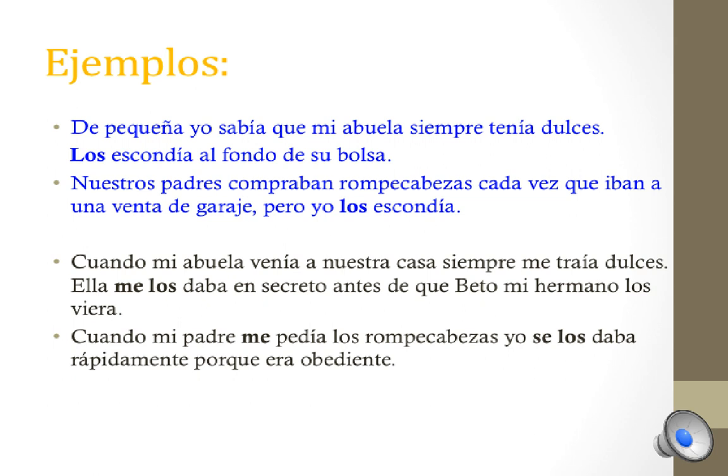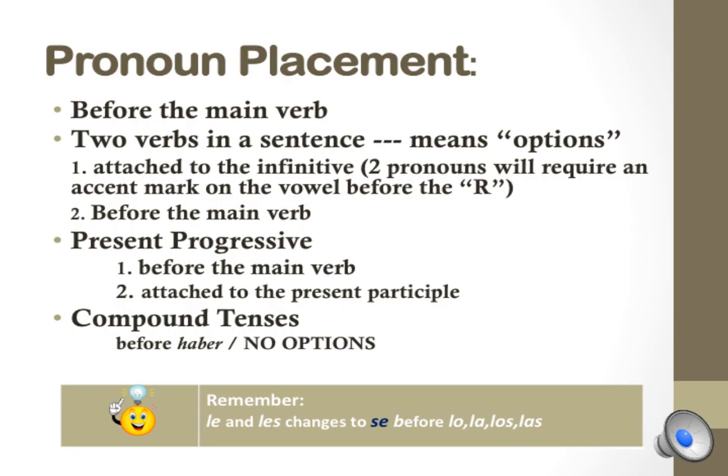Another example where both direct and indirect object pronouns are being used is in this sentence. Cuando mi padre me pedía los rompecabezas, yo se los daba rápidamente. So when my father asked for the puzzles, I would give them to him quickly because I was an obedient child. Se los daba. Note how le is replaced here with se, and I'll explain this on the next slide.